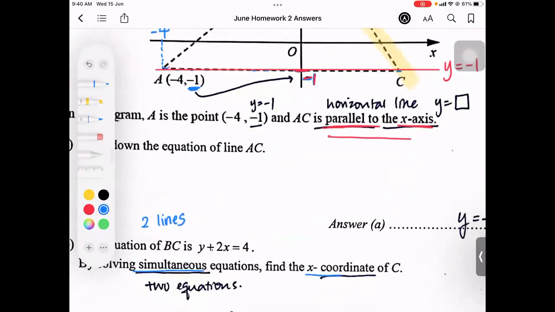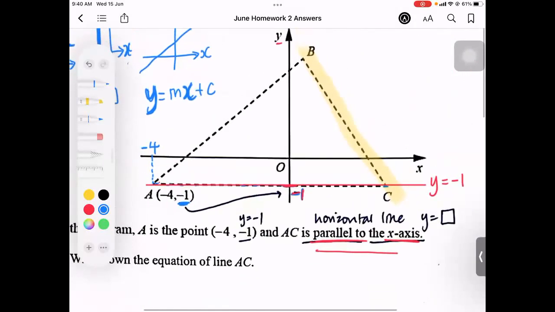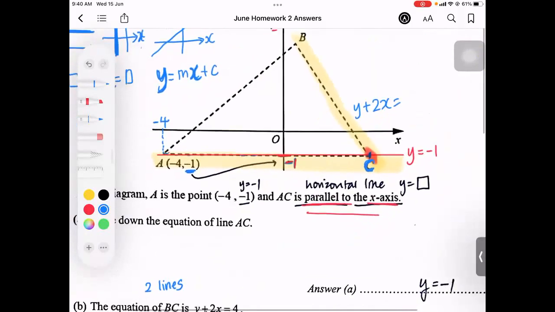And they want me to find the x coordinate of C. Which other line passes through point C? Which other line intersects with point C? The line AC. AC also passes through the point C, and the line BC also passes through point C. So they want me to solve simultaneous equation. I have the equation for the first line already. Y equals this for BC.